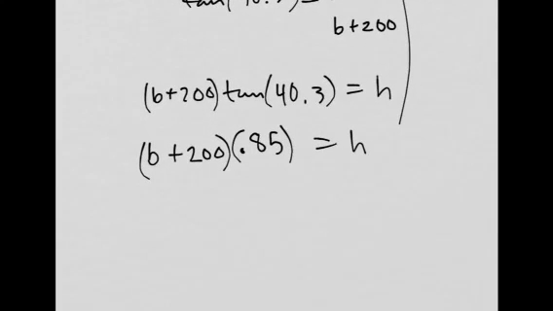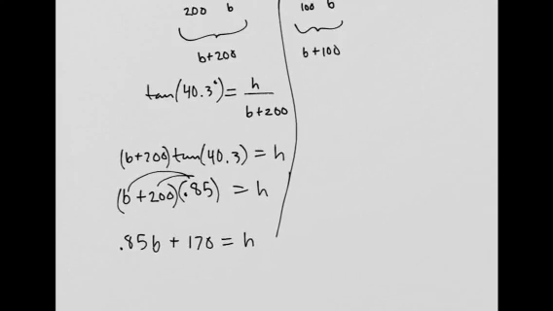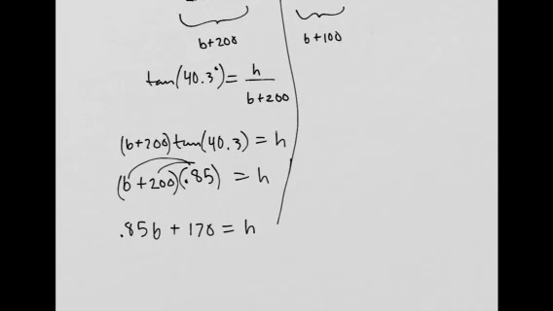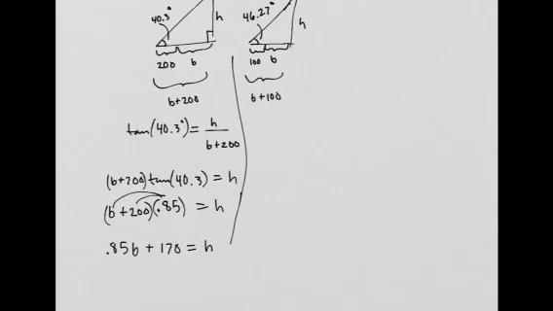Now I'm going to distribute the 0.85. So it'd be 0.85b plus, I think it's 170, equals h. Now I have one equation, 2 unknowns. There's a b and an H there. And I'm going to do the exact same stuff for the smaller triangle.